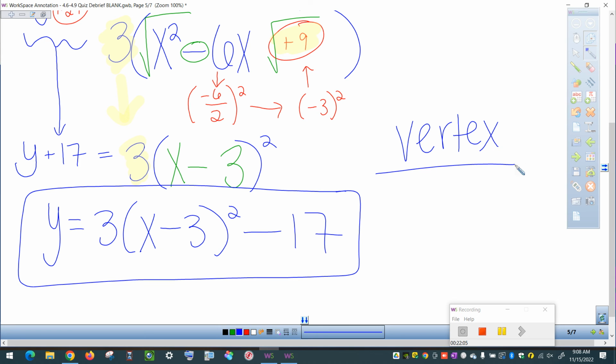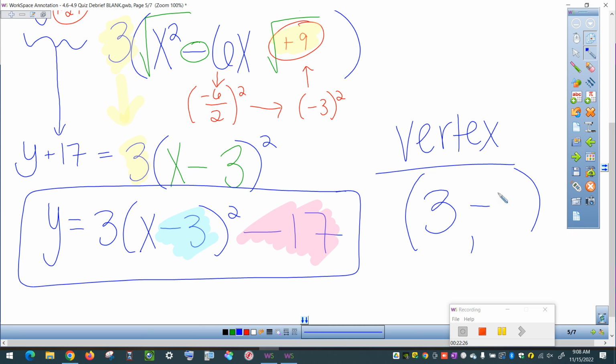The last part of the question is wanting us to name the vertex. So the x value of the vertex is the opposite sign as the number in the parenthesis with the x. So that's going to be positive 3. The y value of the vertex is the same sign as the number at the end. That's the part that we call k, and so it's going to be negative 17.